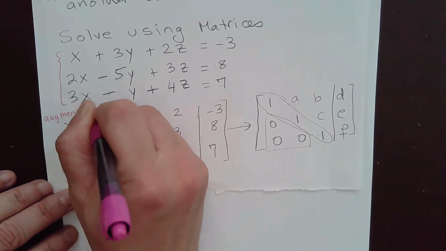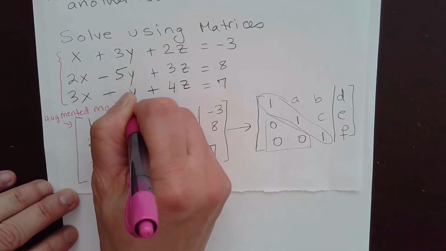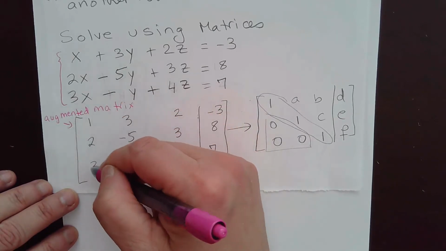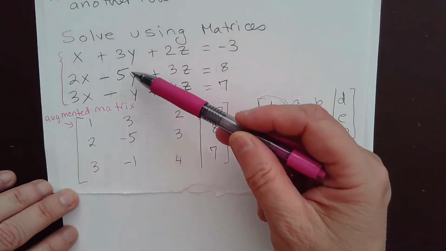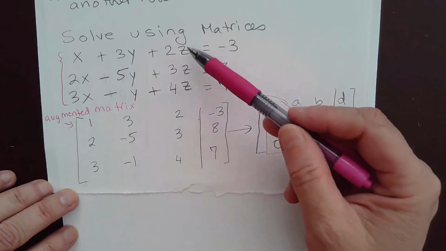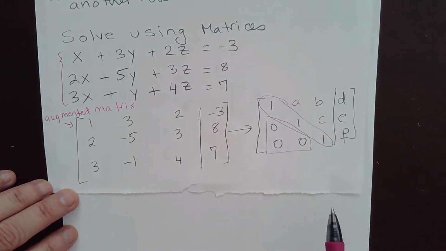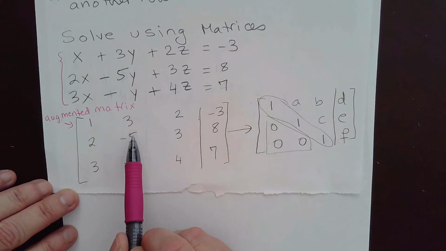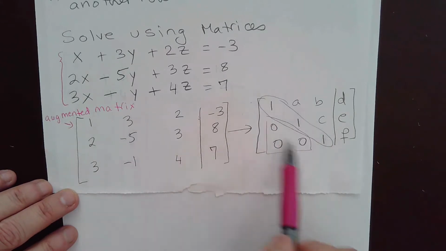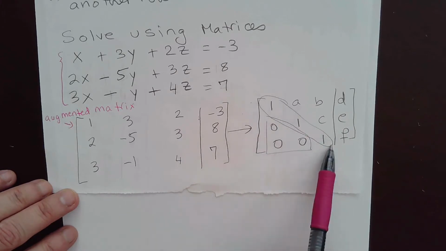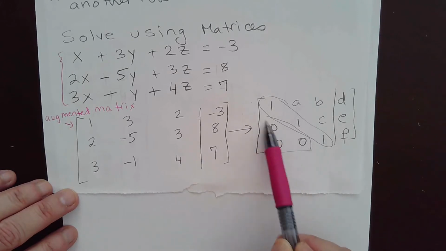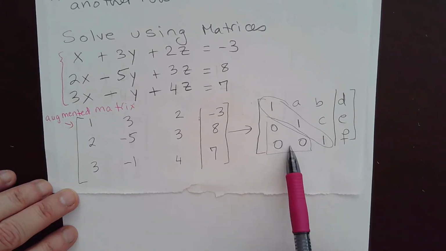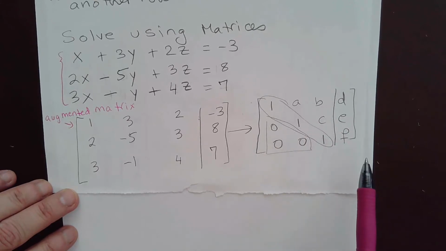If you notice, the first column in the augmented matrix represents the coefficient of x, the second column represents the coefficient of y, and the third column represents the coefficient of z. Now, to solve using matrices, we need to transform the augmented matrix into a matrix that looks like this. All the values on the diagonal here are 1, and anything under that diagonal is 0. So the lower triangle here is all zeros. A, B, C, D, E, F are just numbers.